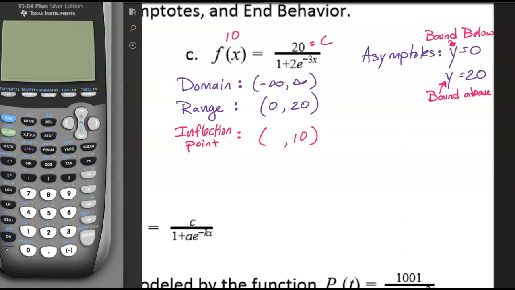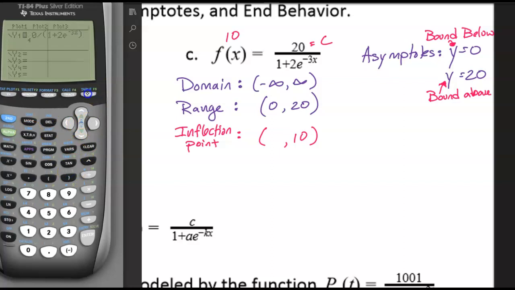Or you can take your calculator, go into y equals, type in our equation, 20 divided by, now everything in the denominator needs to be in parentheses. This is the most common mistake here, is forgetting to put the denominator in parentheses. So we have 1 plus 2 times e, which you just hit second ln to get e, minus 3x.